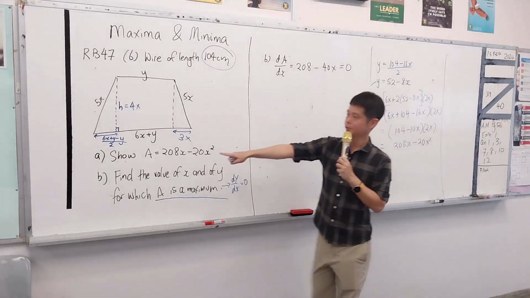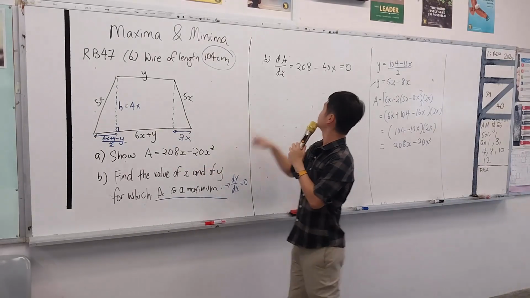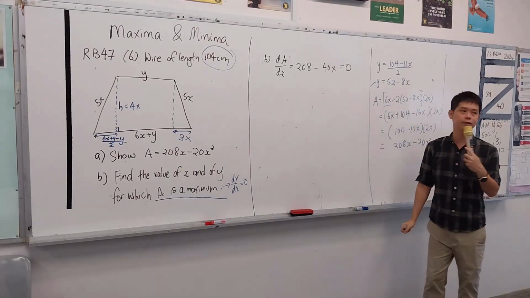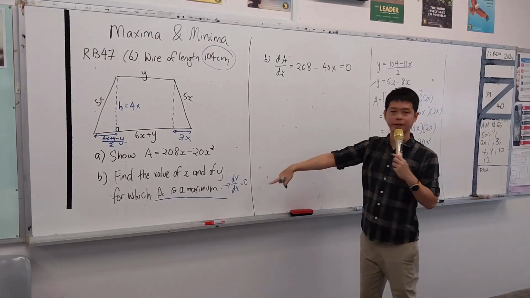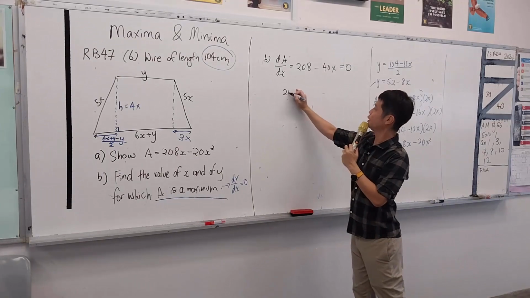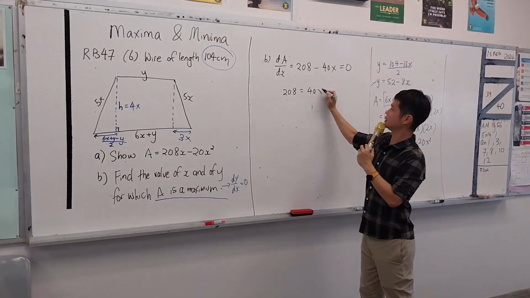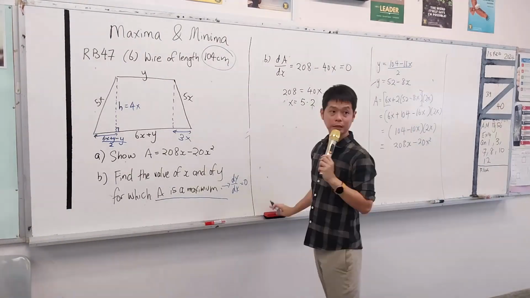Why I differentiate: 208. Bring down the power, minus 1. So I'm left with this. I differentiated. Now I need it to be equal to 0 because I'm finding the maximum, the turning point. And I will have 208 equals 40x. x equals 5.2.